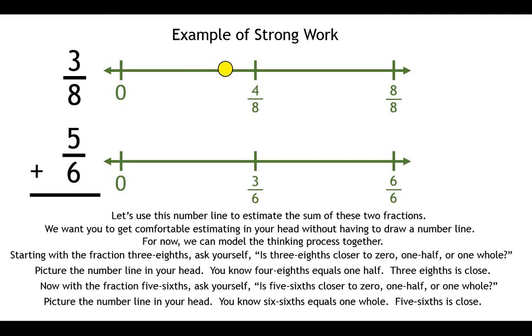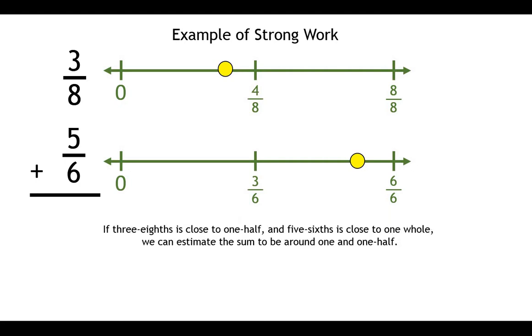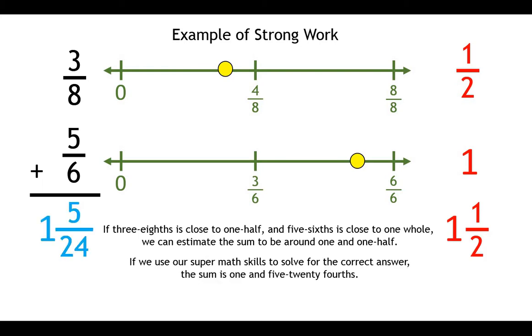Now with the fraction 5/6, ask yourself, is 5/6 closer to 0, 1/2, or 1? Picture the number line in your head. You know 6/6 equals 1. 5/6 is close. If 3/8 is close to 1/2 and 5/6 is close to 1, we can estimate the sum to be around 1 1/2. If we use our super math skills to solve for the correct answer, the sum is 1 5/24. Our estimate of 1 1/2 is close to the correct answer.